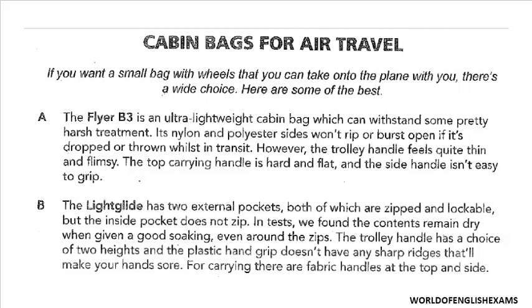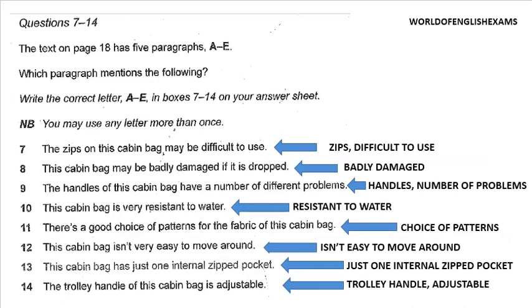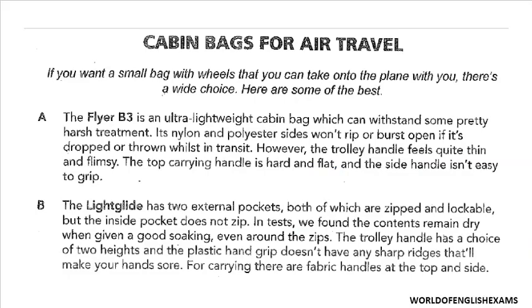So the first passage says, the Flyer B3 is an ultra lightweight cabin bag. So this cabin bag is ultra lightweight, so it's not very heavy, okay, which can withstand some pretty harsh treatment. That means it is very tough. So it is not the answer for the 8th question, because the 8th question says this cabin bag may be badly damaged if it is dropped. But here they are telling that it can withstand some harsh treatment. Okay, wonderful.